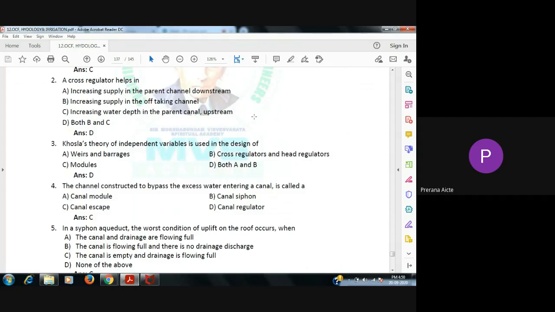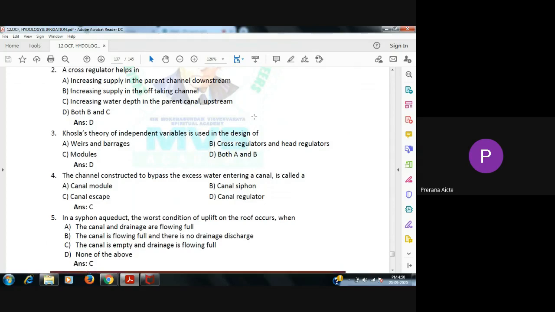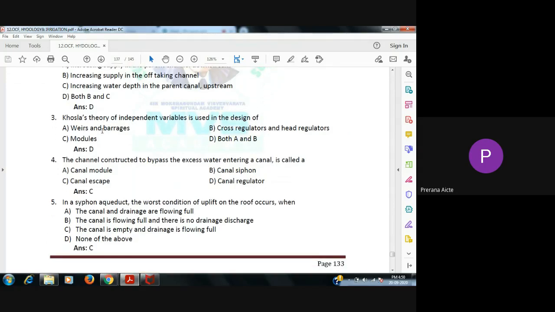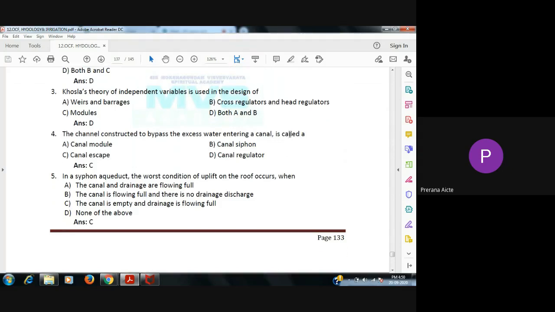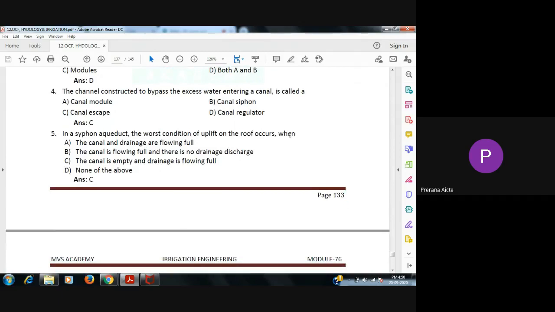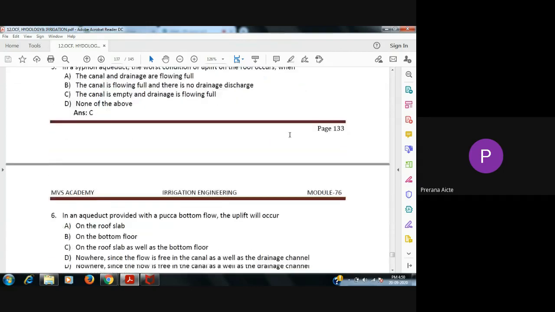Khosla's theory is applicable to barrages, cross regulators and head regulators, then modules, both. Right? So both barrages, cross regulators and head regulators. The channel constructed to bypass excess water entering a canal is called canal escape. In the siphon aqueduct, the worst condition of uplift on the roof occurs when the canal is empty and drainage is flowing full.